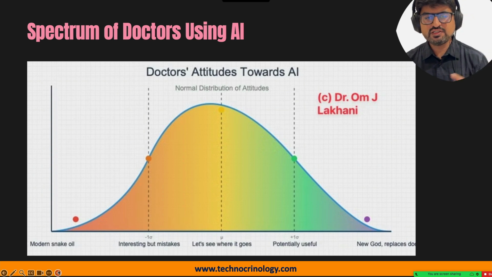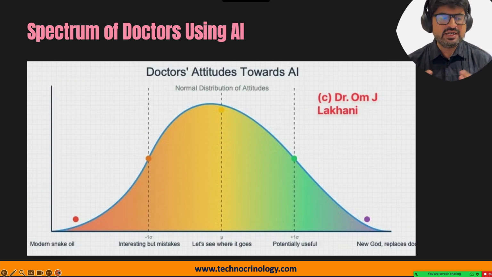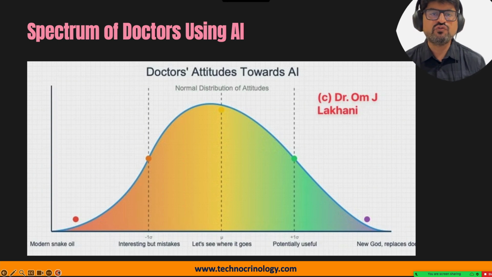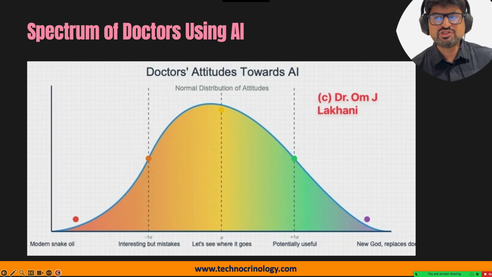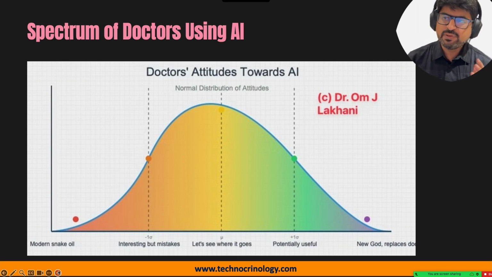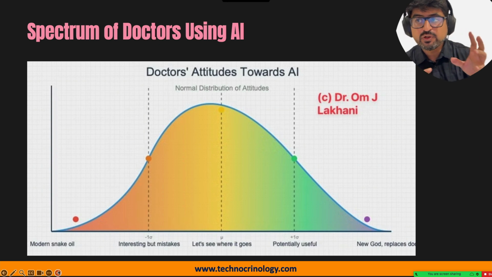Now, this is a little bell-shaped curve which I made using AI, of course. Whenever I talk to doctors, and I've been interacting with a lot of doctors across the country for a couple of years about AI, they fall in one of these areas of the spectrum. On the extreme end, there are people who think this is a modern snake oil, nothing will come of it. Then there are people who say, this is interesting, but it makes a lot of mistakes, there is hallucination.